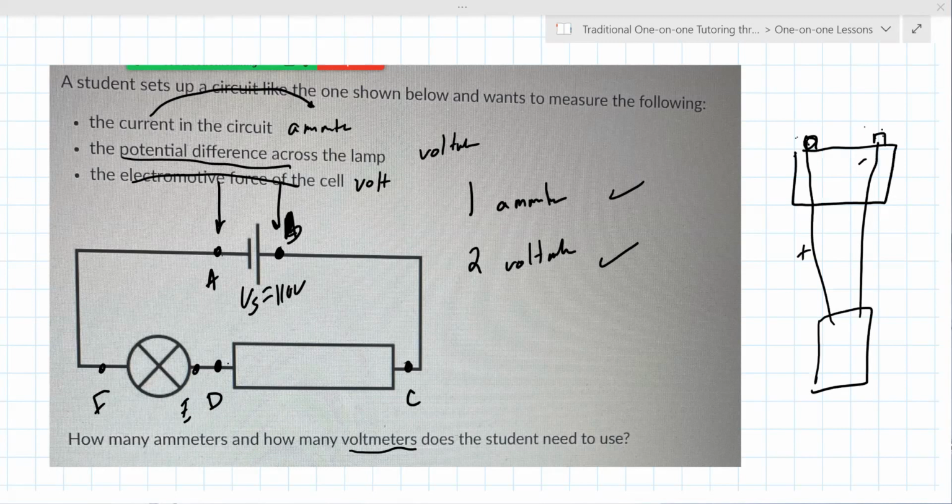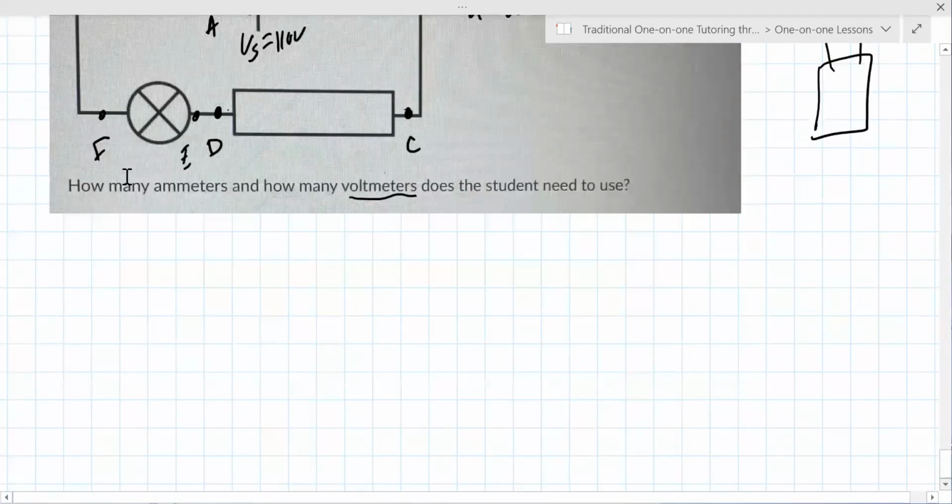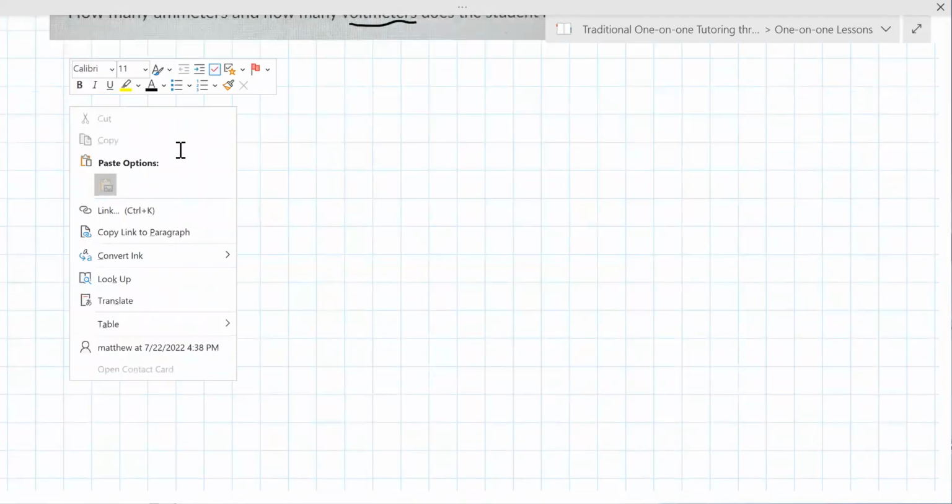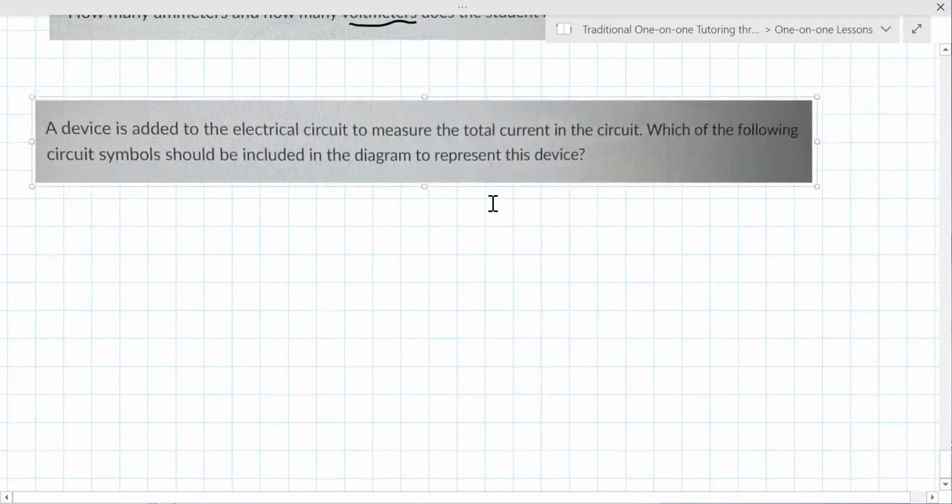Okay, so the next question here, I think is 15, where it says a device is added to a circuit. Does that look right to you? A device is added to the circuit, and they're asking which of the following symbols should be included?